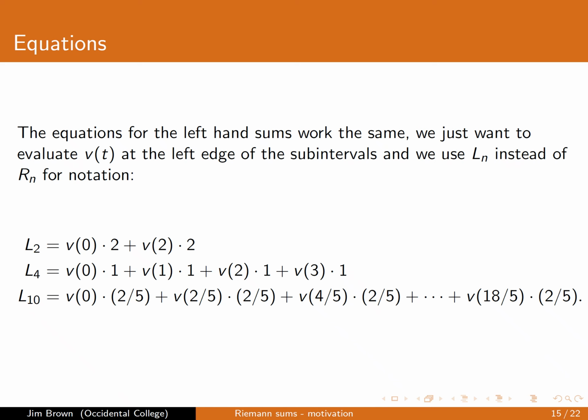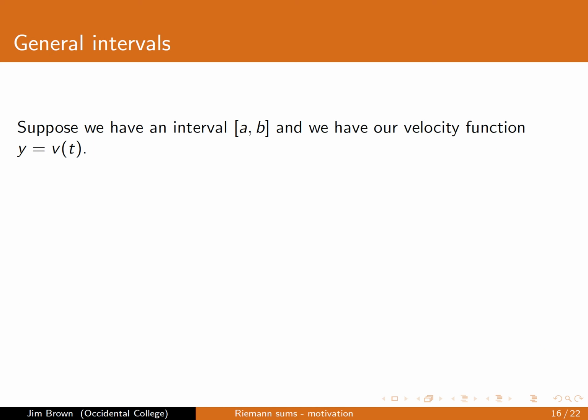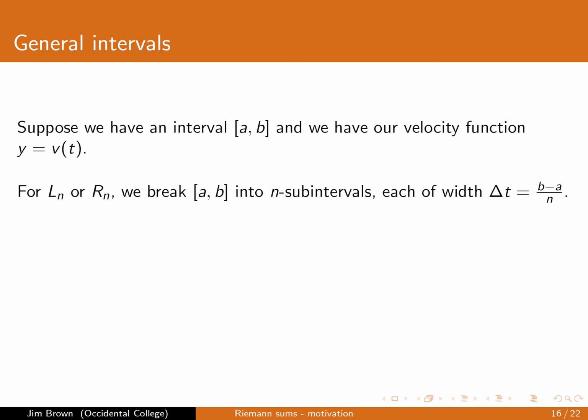We can also look at intervals that aren't just 0 to 4. In particular, it's a little bit more complicated if we look at intervals that don't start at 0. So let's suppose we have an interval a comma b, and we have our velocity function still being y equals v of t. Now if we want to do the left-hand Riemann sum or the right-hand Riemann sum with n subintervals, we're going to break this interval a b up into n subintervals, and for the width of these, we take the length of the entire interval, which is b minus a, and divide it by n, so we get n equal subintervals, and we'll label this width delta t.